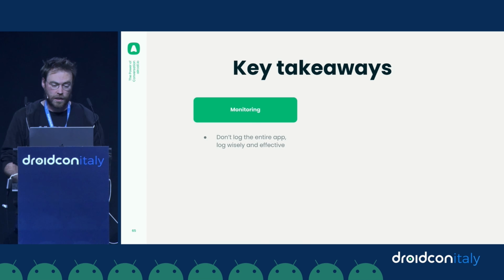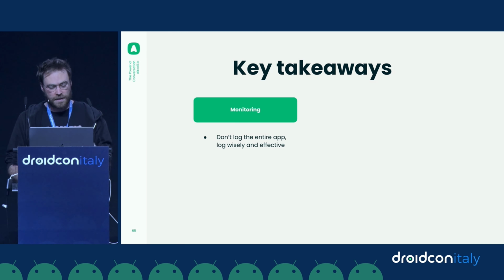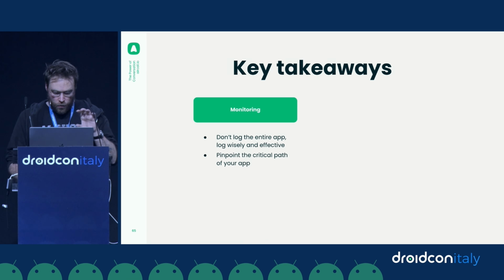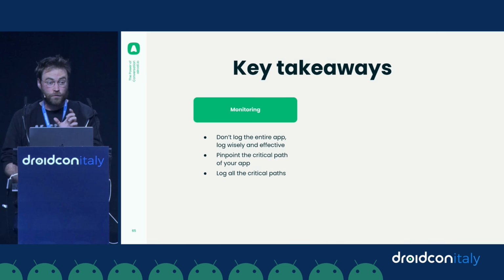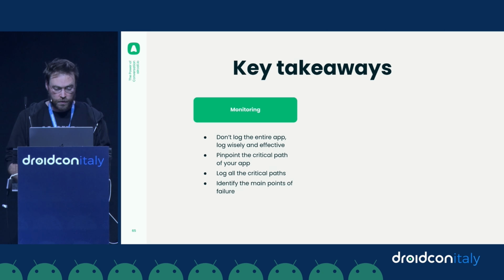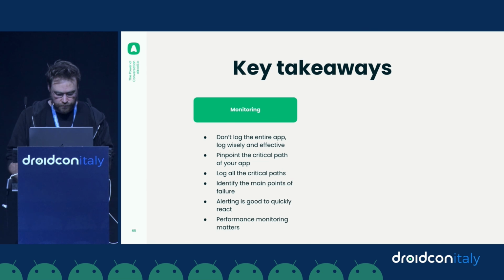Some key takeaways about monitoring and observability. Don't log the entire app. It's useless, so log wisely and effectively. Pinpoint the critical path of your app. Log all the critical paths. It's very important. Identify the main points of failure. And do not forget about alerting. Alerting will enable you to react much more quickly than before.